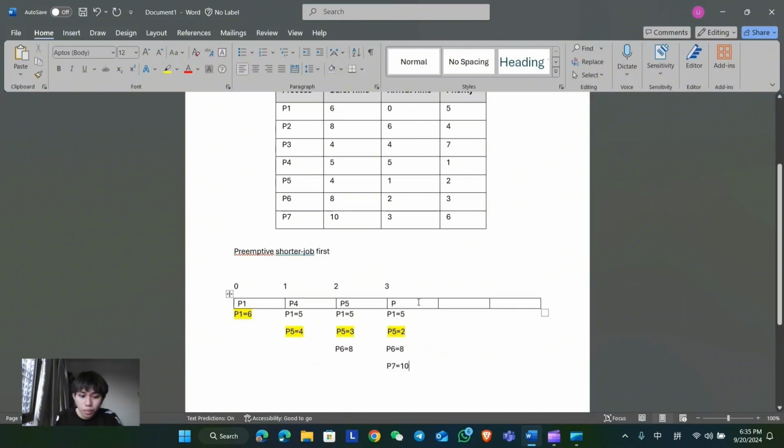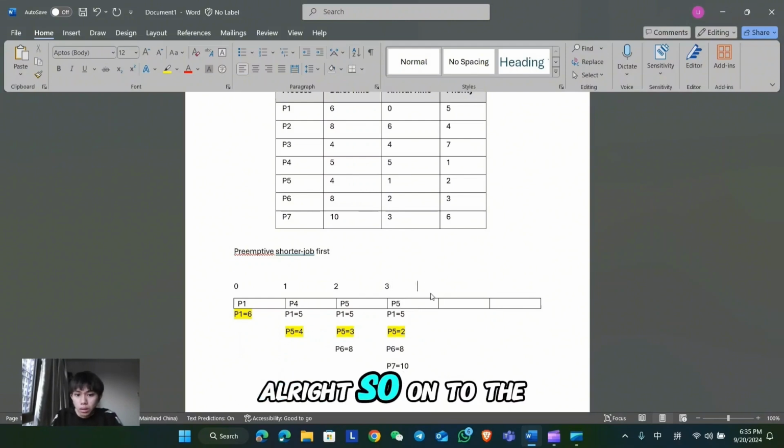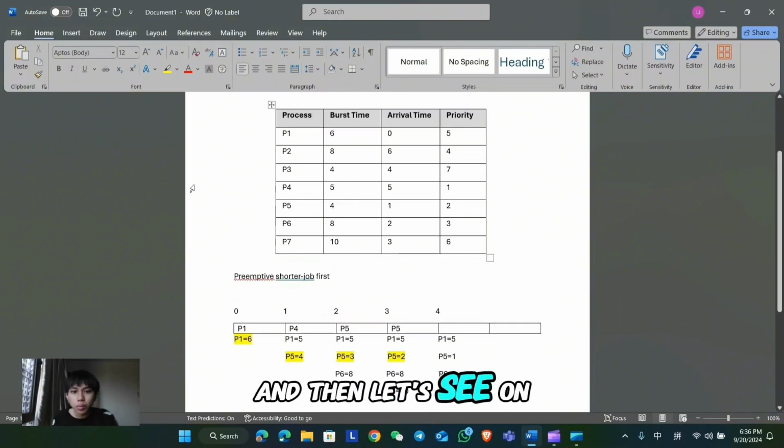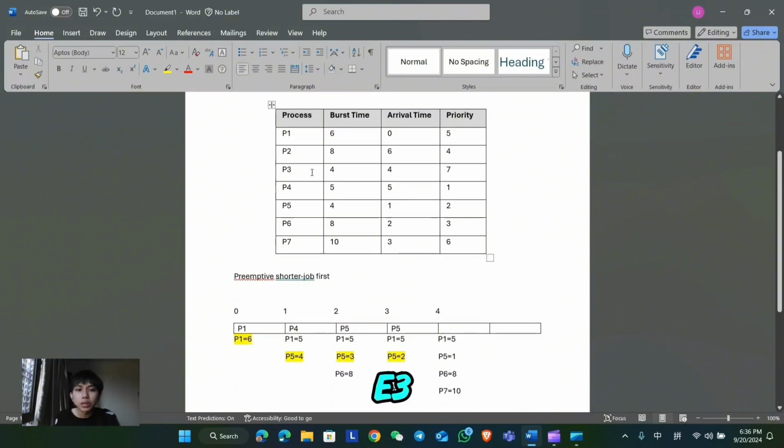All right, so on to the next part, number 4. We will write down all these processes first. Let's see from the table which arrival time is 4. P3 matches the arrival time.